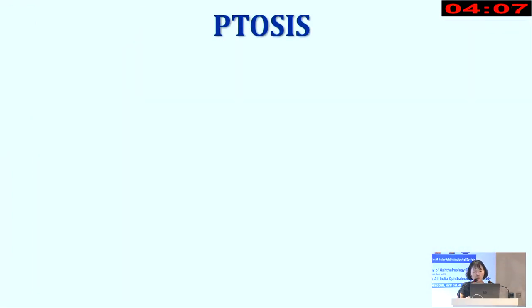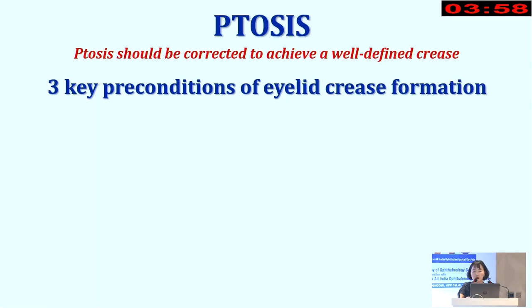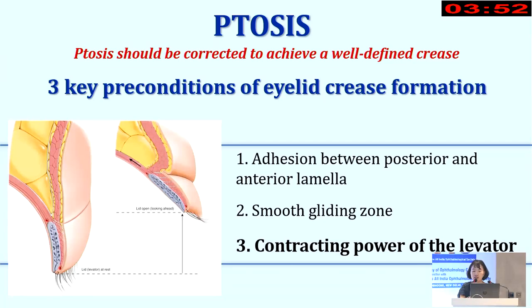And the third is ptosis. Ptosis should be corrected to achieve a well-defined crease. There are three key preconditions of eyelid crease formation. The first is adhesion between the posterior and anterior lamella, the second is a smooth gliding zone to make such a fold, and the third is the contracting pole of the levator.